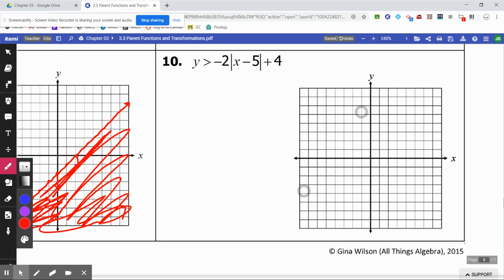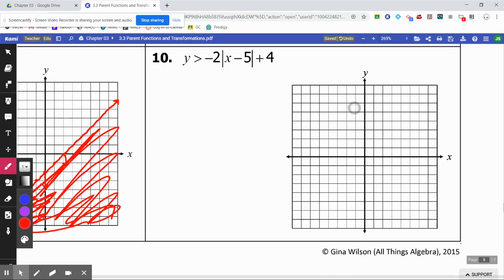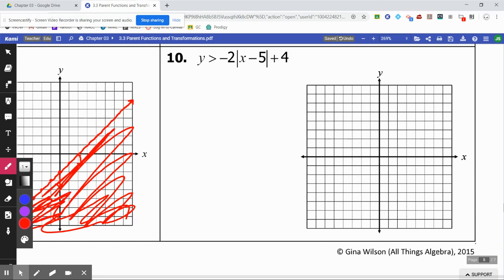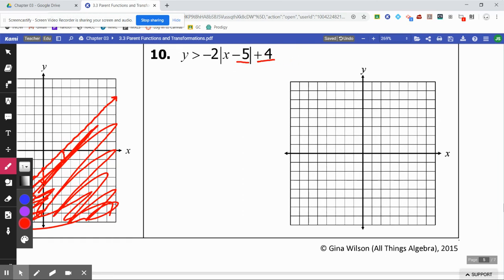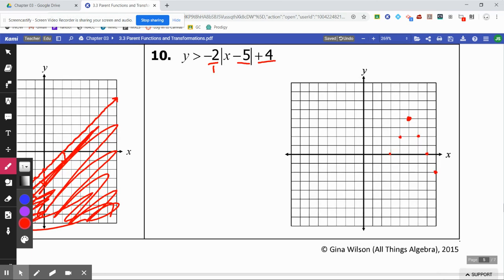Next one, we got it flipped upside down because of the -2. To get our vertex, we're going to go right 5, the opposite of -5, and we're going to go up 4. So we're going to go 1, 2, 3, 4, 5, 1, 2, 3, 4. The right side of my graph will have a slope of -2, so it'll have a dot here, a dot here, and a dot here. The left side of my graph will have a slope of +2, which you can just mirror that side to get these dots over here.